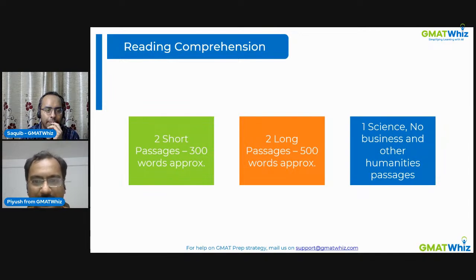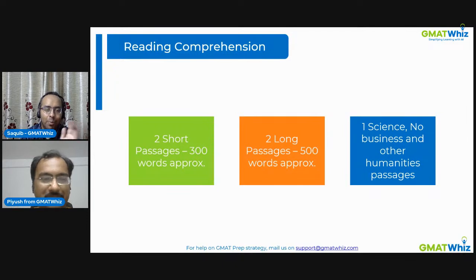But regarding this topic of genre of passages, I was hearing from a lot of students that nowadays science passages and economic passages are not coming up. I'm not sure if you heard that or not, but there were many people telling that. Okay, no, I don't think I heard something like that. The only thing which I heard was that the passage was difficult.